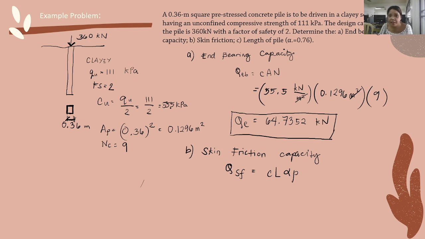Eh, same naman yung kanyang mga factors. We have cohesion, 55.5 kilopascal. Wala nga lang tayong length. Wala pa tayong length. Pero meron tayong 0.76 na alpha. Ang perimeter mo is 0.36 times 4. Kasi 4 na beses ng iyong length. So, hindi natin siya agad-agad mako-compute kung sakaling ito agad yung gagamitin natin na formula. Therefore, kailangan pa natin maghanap ng another factor on how to solve this.